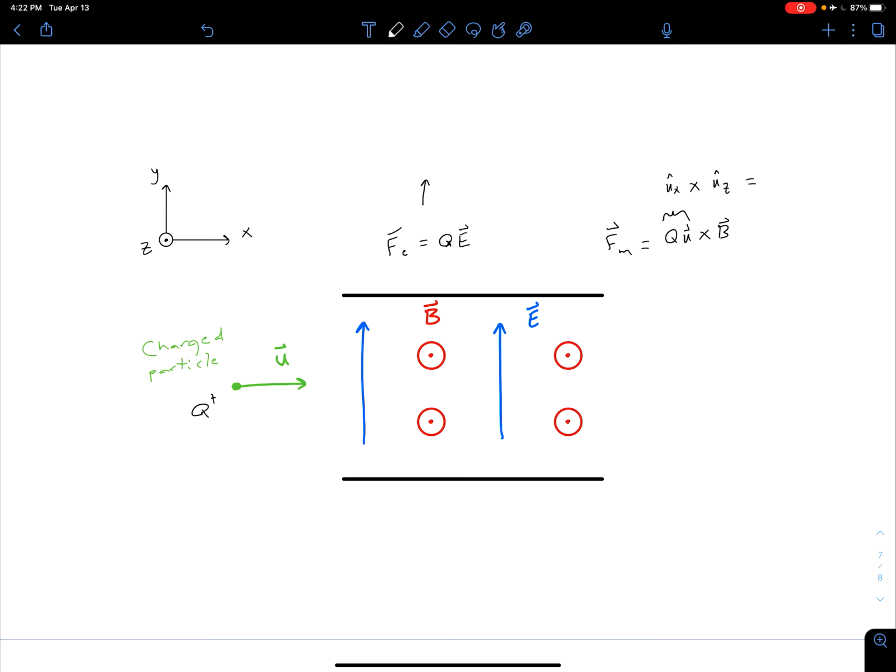And so we can use our right hand rule. We put our fingers in the direction of x, curl them towards z, and we see that our thumb is going to be in the negative y direction. So we have negative u of y, and so the way we have our axes set up here, that's going to be downward in this case. So what we see is we have opposing forces. Our Fe is pushing upward or pulling upward, depending on how you want to look at it, and our Fm is pushing or pulling downward on this charged particle.